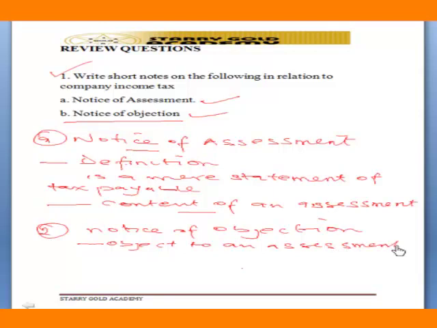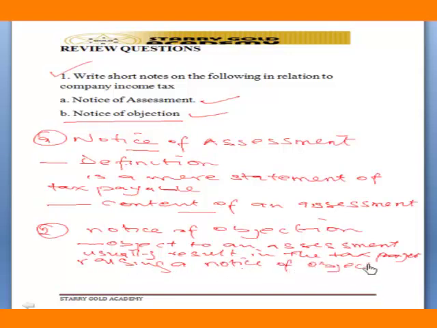An objection to an assessment usually results in the taxpayer raising a notice of objection. Or you could put it this other way: it's a notice raised by a taxpayer in writing where he is objecting to an assessment.